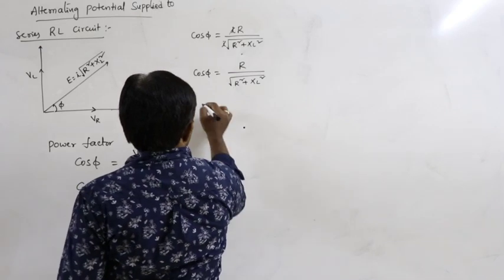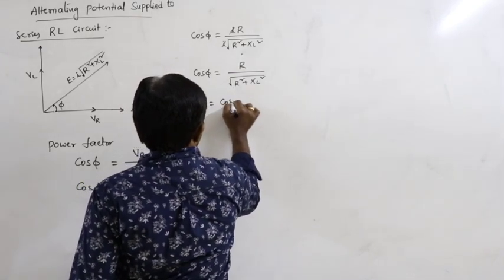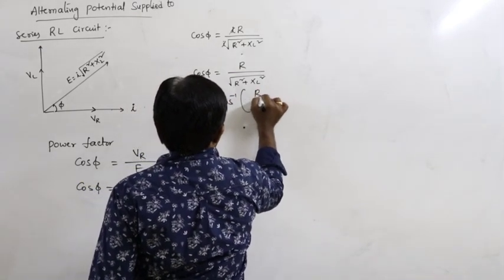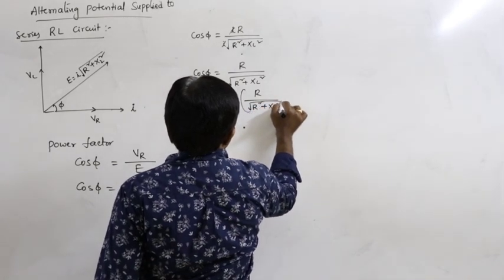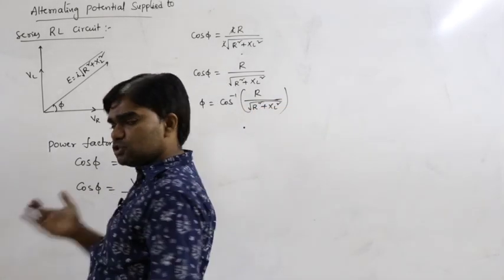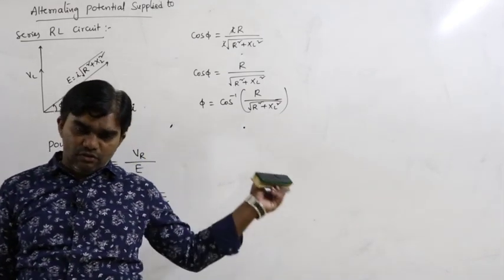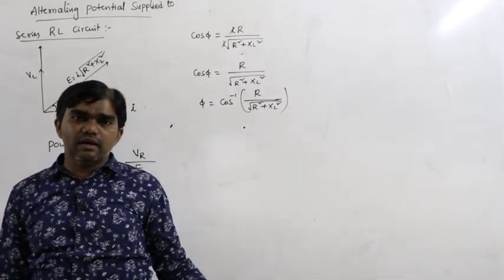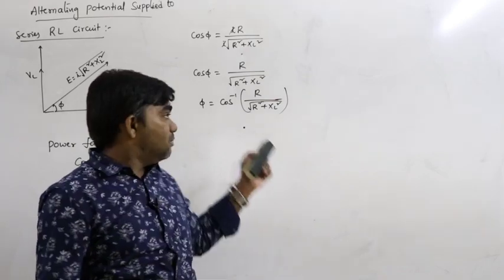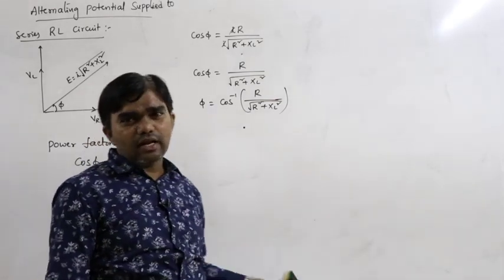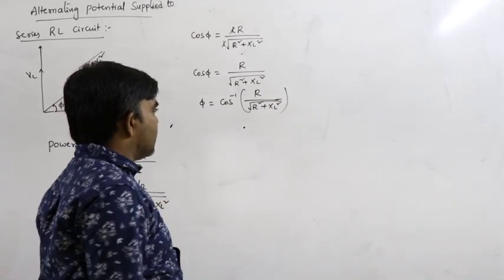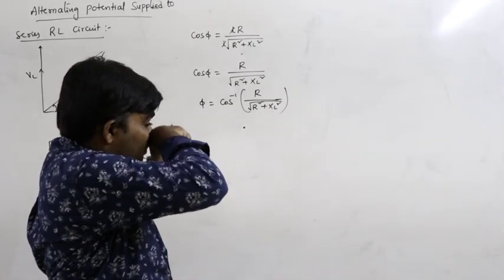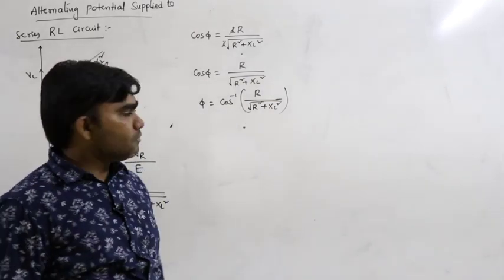Or from this, phi also can be written as cos inverse R divided by square root of R square plus XL square. Based on this also we can calculate the phase angle. The phase angle tan inverse XL by R, that is the main formula, but based on this also we can calculate the phase angle. Phi is equal to cos inverse R by square root of R square plus XL square.